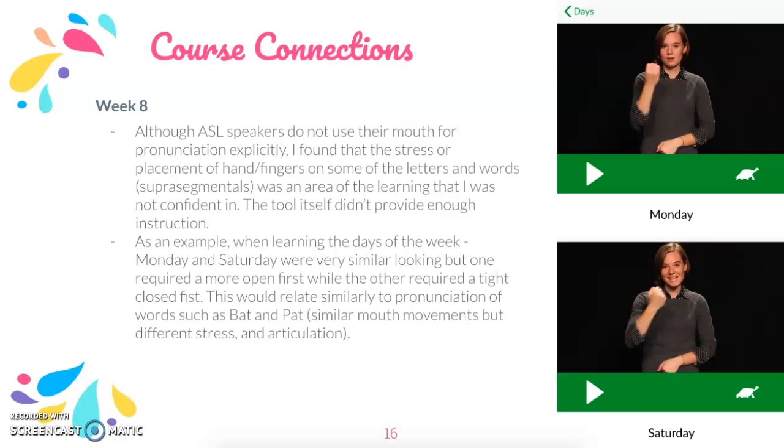Although ASL speakers do not use their mouth for pronunciation explicitly, I found that the stress or placement of a hand or fingers on some of the letters in words, the suprasegmentals, was an area of the learning that I was not confident in. The tool itself didn't provide enough instruction. As an example, when learning the days of the week, Monday and Saturday were very similar looking, but one required more of an open fist while the other required a tight closed fist. This would relate similarly to pronunciation of words such as bat and pat. They both have similar mouth movements, but different stress and articulation.